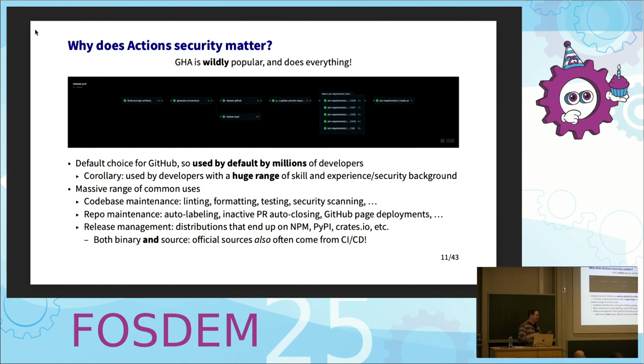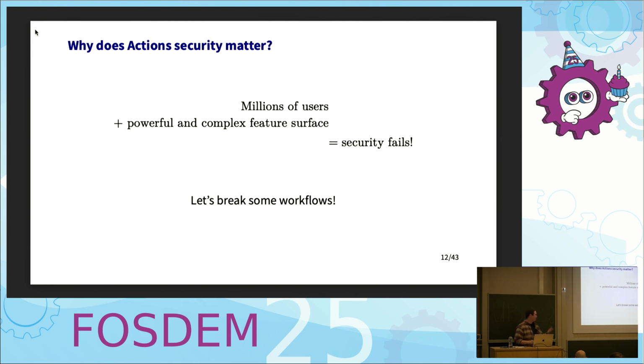Before I do that, why does any of this matter? Well, one answer is it's wildly popular and it does everything. It's the default choice for GitHub, meaning that millions of people use it. Pretty much everybody in this room uses it. As a corollary, it's used by developers with huge skill ranges, meaning that people who just want to get something done are using it the same way that people who are experts in CI/CD deployment. And it has this massive range of uses, including, most interestingly to me, people publish to PyPI, et cetera, using GitHub Actions, which means that the security of their package on those indices directly mirrors the security of the system that publishes them. So millions of users plus a really powerful and complex feature system means security fails.